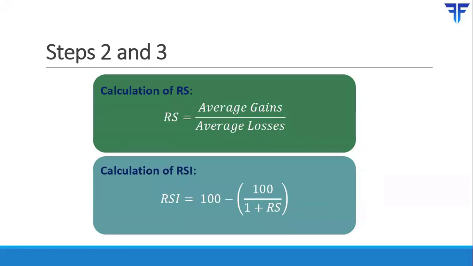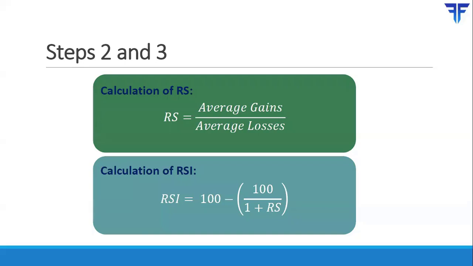Steps 2 and 3 are very straightforward. Once you have average gains and average losses, you can calculate the RS value, which is nothing but the ratio of average gains to average losses. So it is average gains divided by average losses. Finally, you calculate the RSI. RSI is nothing but 100 minus 100 upon 1 plus RS. So this is the formula for RSI.